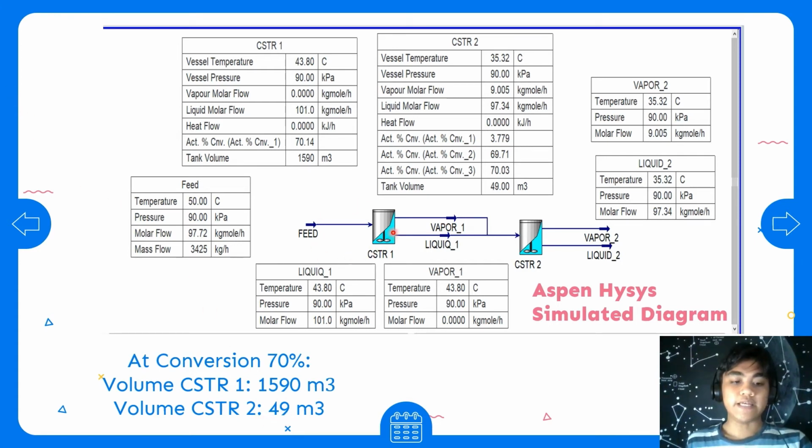From the simulated reaction, it can be concluded that the proposed reaction can be achieved, or the reaction happens as predicted in the reaction engineering part.